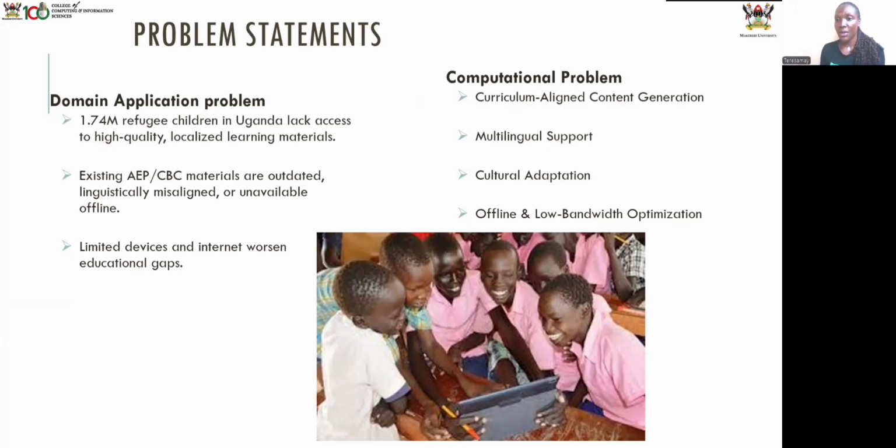So some of the computational problems we're looking at, one is curriculum aligned content generation. And here we are looking at generating lessons that are mapped to Uganda's competence-based curriculum, which focuses on the learners' understanding and skills rather than the content they get in class. So this ensures pedagogical accuracy, competence alignment, and also structured learning flow. Then another problem we look at is multilingual support. This one integrates different languages like Luganda, Kiswahili, English, because we all know that the learners in these settings come from different countries, so they'll be speaking different languages, which becomes a challenge to communicate with their fellow learners or even their teachers.